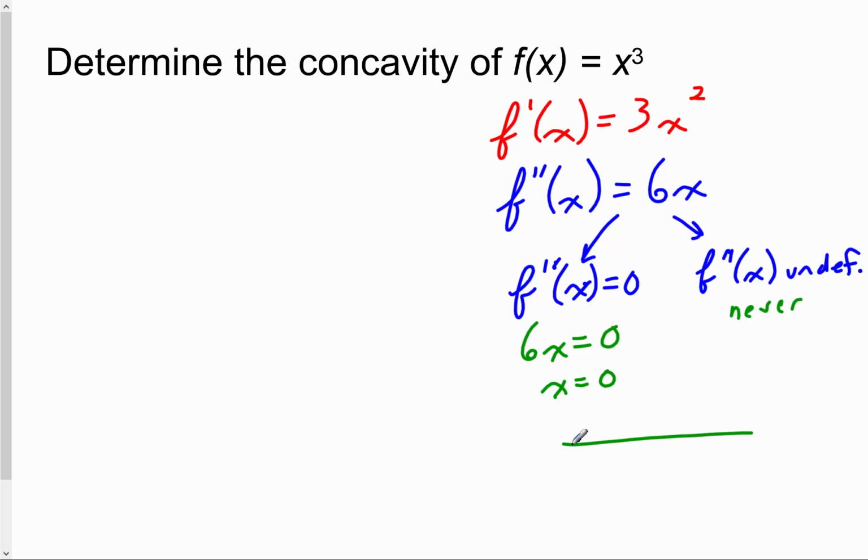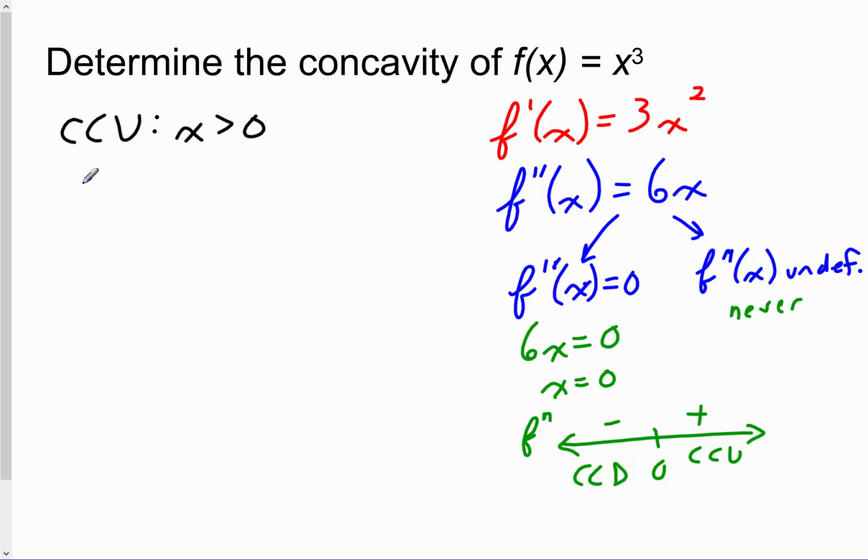And I can use a sign chart for this as well. The domain of x cubed is all real numbers, so there are no endpoints. The only point I found where the second derivative is 0 or undefined is 0. This is for my second derivative. If I pick something less than 0, like -1, and plug it into the second derivative, I get a negative, which would mean concave down. If I pick something bigger than 0, like 1, and plug it into the second derivative, I get a positive, which would mean concave up. So my function is concave up for x greater than 0, and concave down for x less than 0.